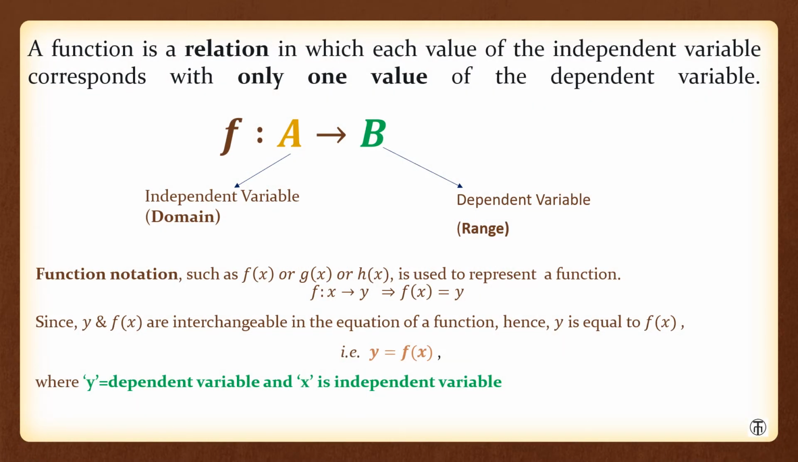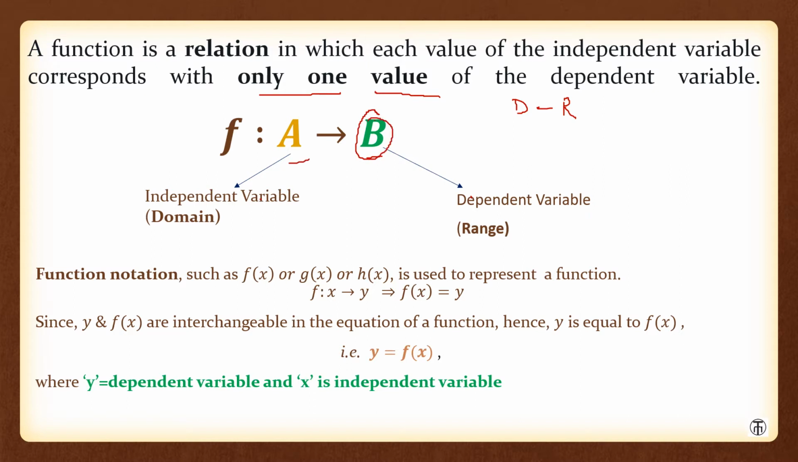A function is a relation in which each value of the independent variable corresponds with only one value of the dependent variable. That means for each value of the domain, we should have a single range value. It can be denoted as f such that a to b, where a is an independent variable and b is a dependent variable. Whenever a relationship exists between two variables, we say that the second variable is a function of the first. So here, the second variable b is a function of a.